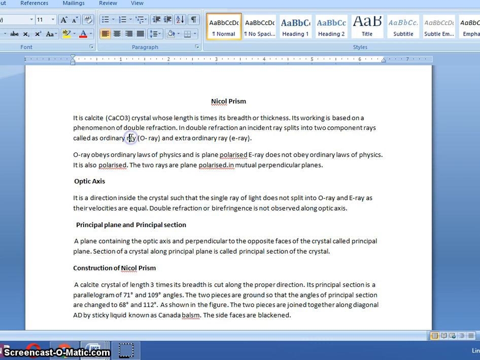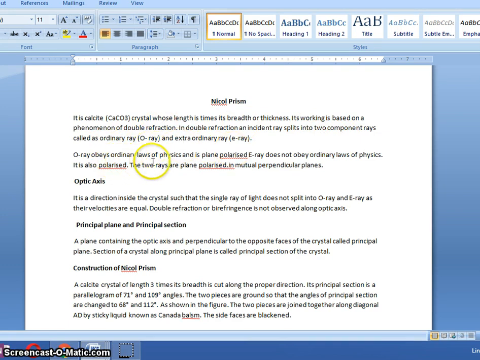Nicol prism. It is a calcite crystal whose length is 3 times its breadth or thickness. Its working is based on the phenomenon of double refraction. In double refraction, an incident ray splits into two component rays called the ordinary and extraordinary ray.